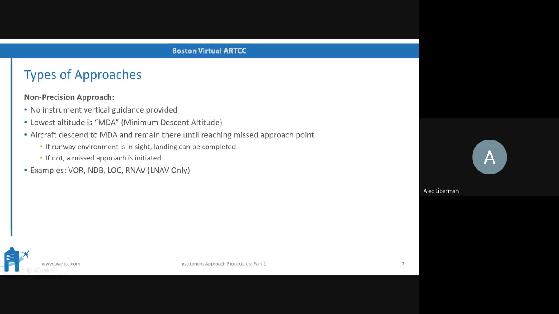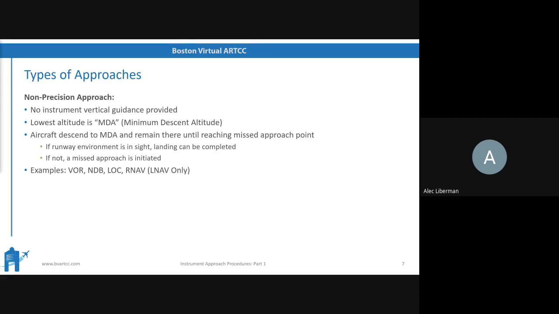Examples are a VOR approach, an NDB, a localizer, or an RNAV with LNAV only capabilities. And let's just recap right here. For a non-precision approach, you descend down to an altitude and you maintain it until your missed approach point, and that's when you decide. On a precision approach, you descend on the glide slope until you hit your decision altitude, and at that point you decide.